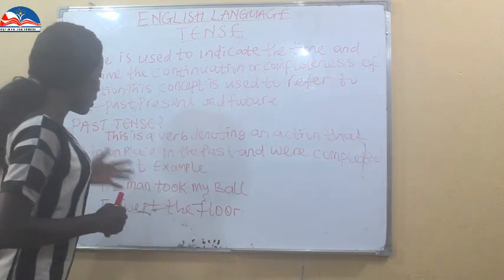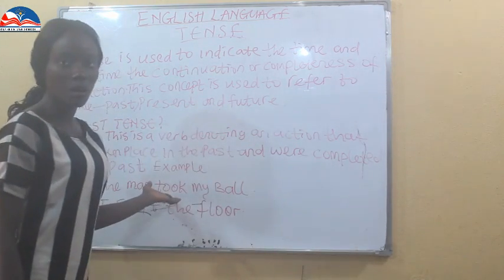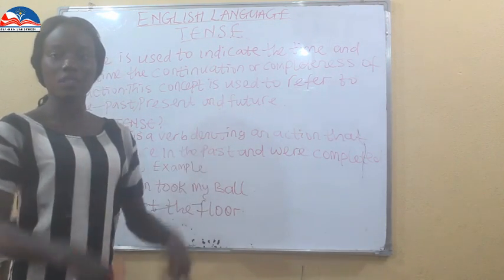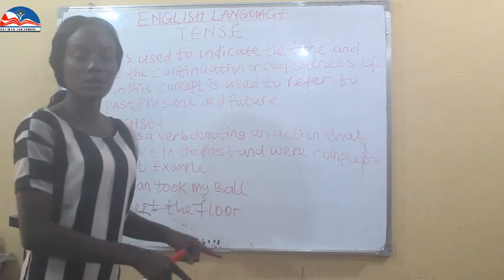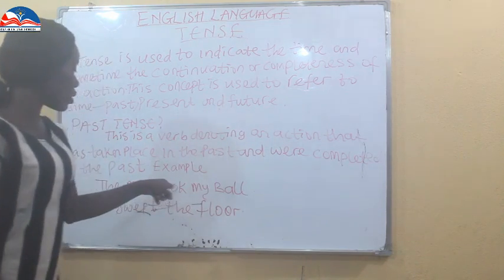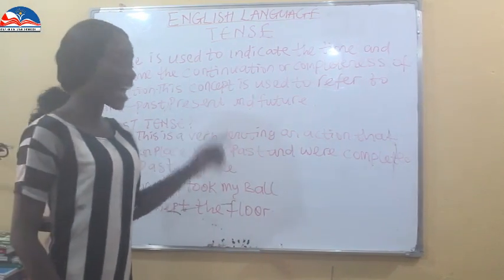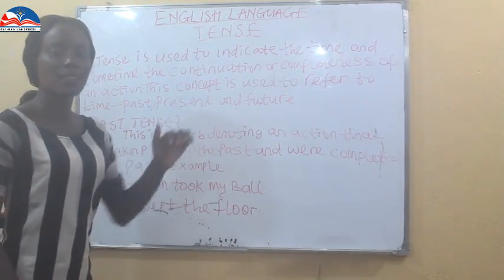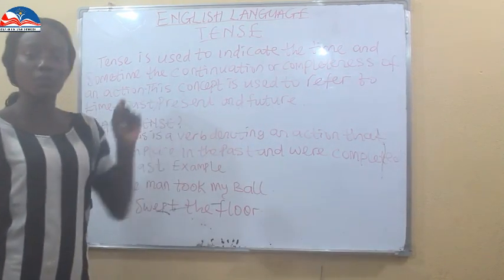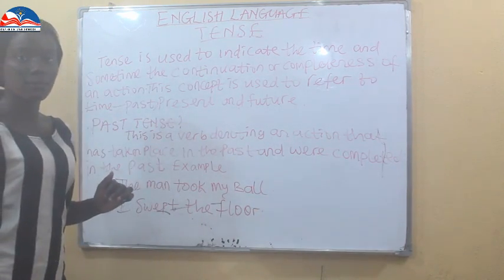Now we have an example. The man took my ball. The verb here is took. So what is the past tense? We have took. Take is the present tense, and the past of take is took. So this makes it a past tense because the action has taken place in the past. The man took my ball, and that action took place in the past.